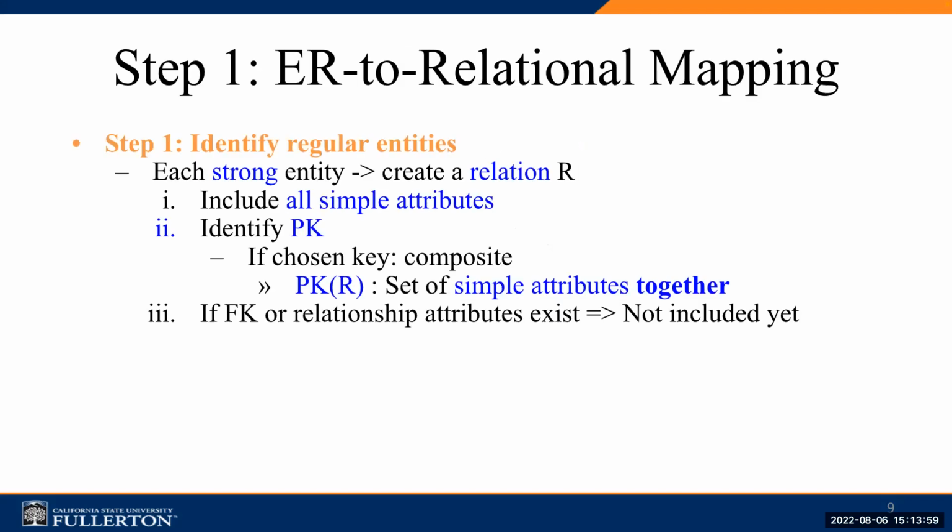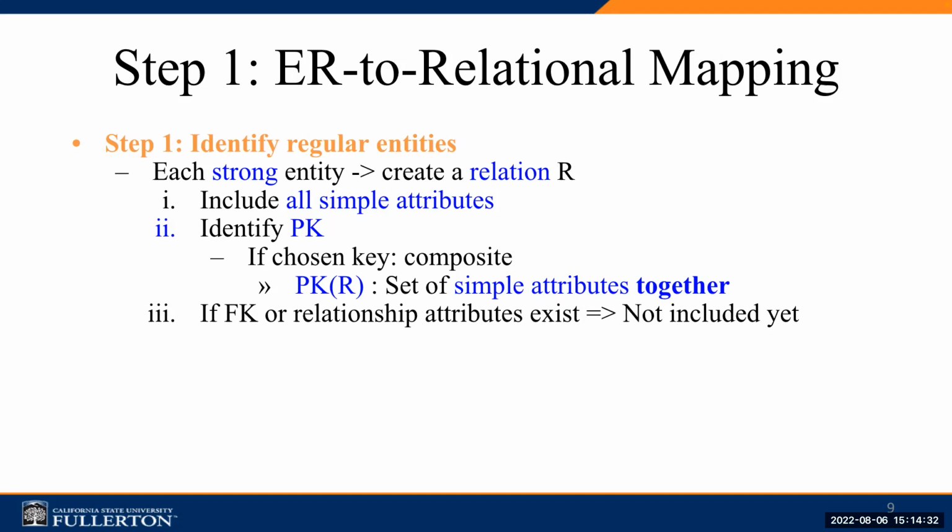Now, here's the first step for converting an ER diagram to a relational model, starting with identifying the regular entities. For every strong entity, you are going to create a relation, let's call it R. You would include all the simple attributes and identify the primary key for that relation. If the key that you've chosen is composite in nature, then the primary key would be the combination of the simple attributes.